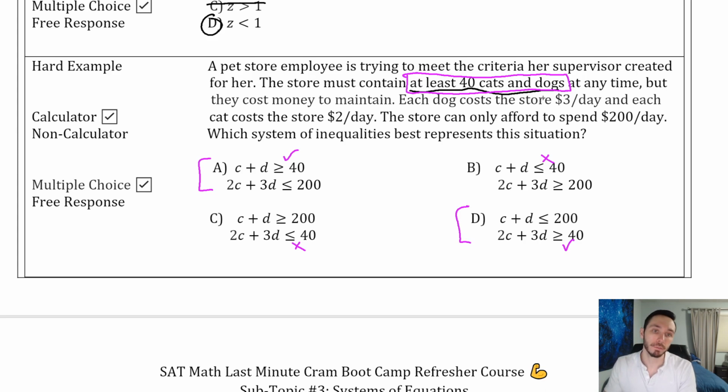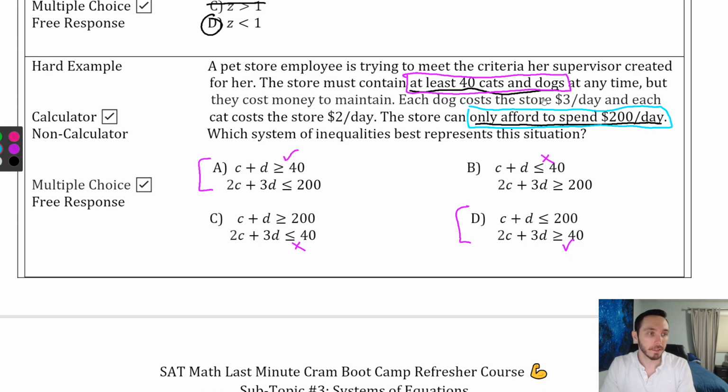Okay, but they cost money to maintain. Each dog costs $3 a day, and each cat costs $2 for like food-related stuff, presumably. The store can only afford to spend, okay, so we have to think about this one, can only afford to spend $200 a day. What would that imply? If you can only afford to spend, like, at most, there it is, that's the word, $200 a day, that means that you don't want to exceed that amount.